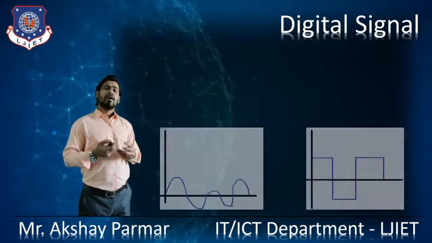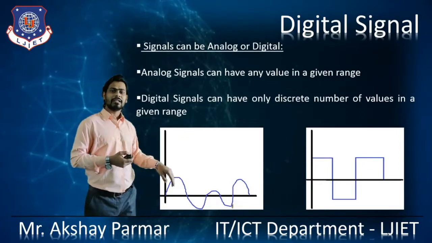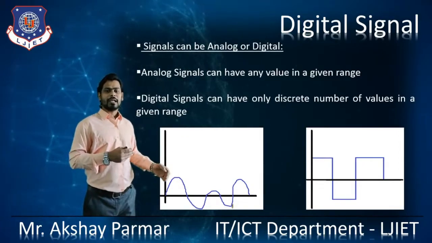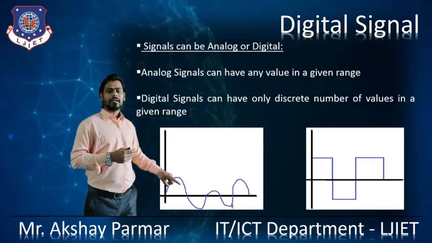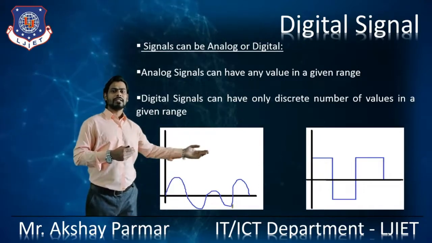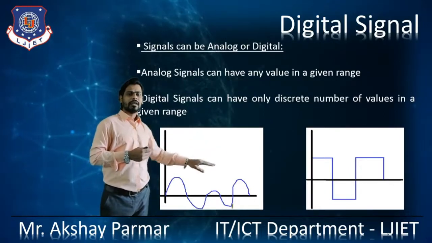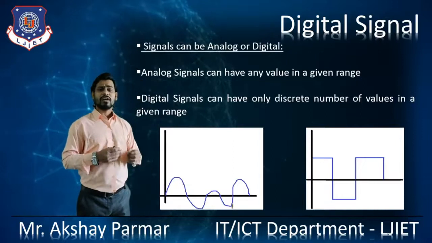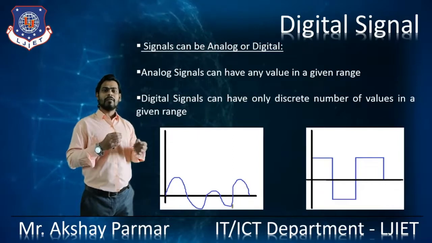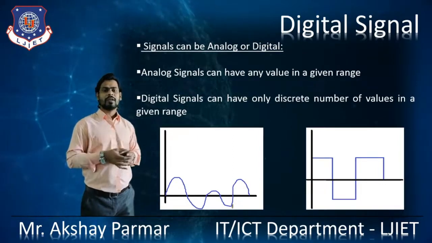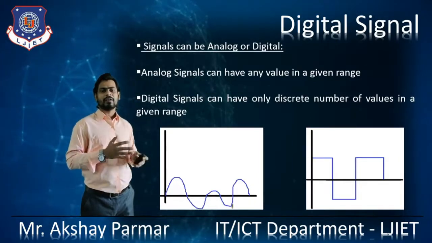Signals can be digital or analog. Analog signals can have any value within the given range. In this figure you can see the analog signal, in which you can take any value in the given time interval. But in the digital signal you can only get the value at particular levels, such as 1, 0 or minus 1 and so on. Digital signals can only have a discrete number of values in the given range, whereas in analog signals we can get any value between the given range for our measurement.